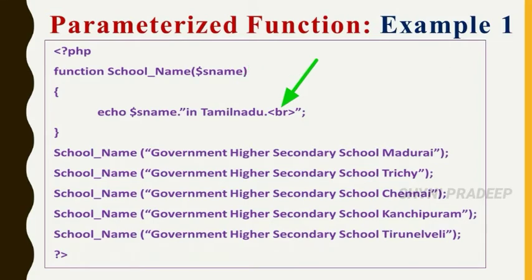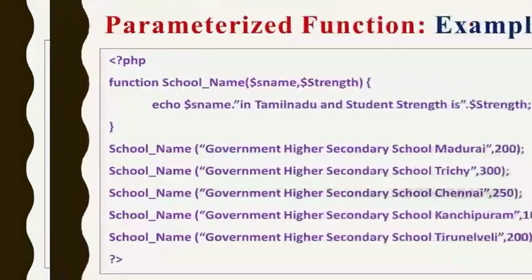Okay. Next, break, which means break the line, so go to the next line. Next argument is what? School name Government Higher Secondary School Trichy, and next Government Higher Secondary School Chennai, Government Higher Secondary School Kanjipuram, Government Higher Secondary School Tirunelveli. So all these arguments will be printed on the output screen. So here this name is the parameter and Government Higher Secondary School Madurai, Trichy, Chennai, Kanjipuram, Tirunelveli are the arguments.